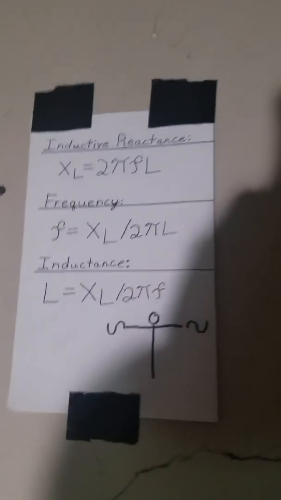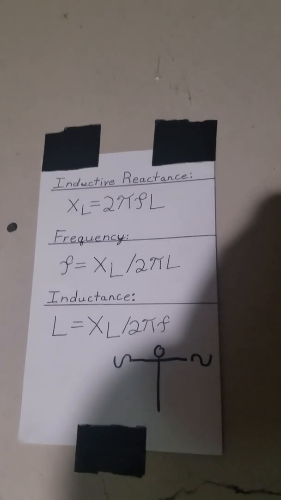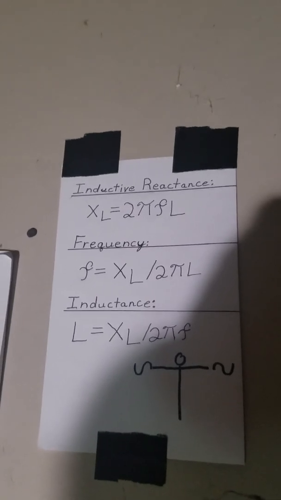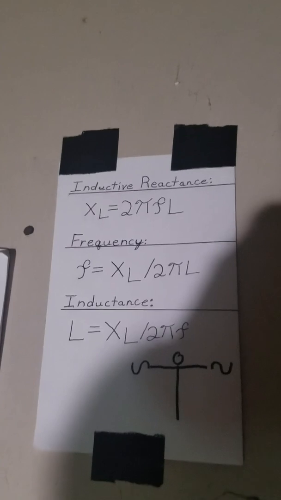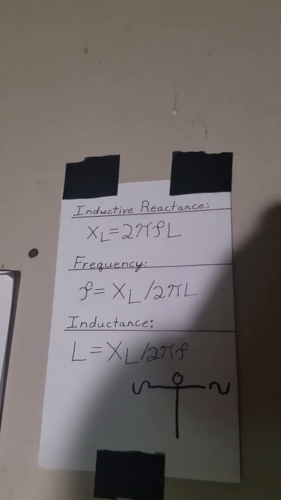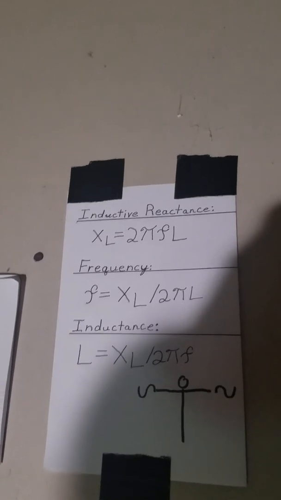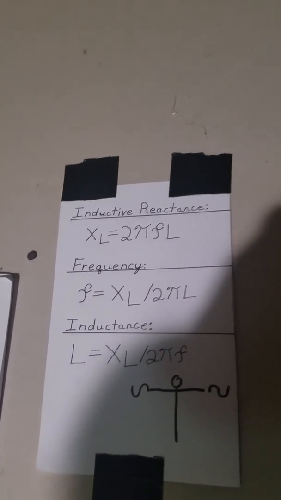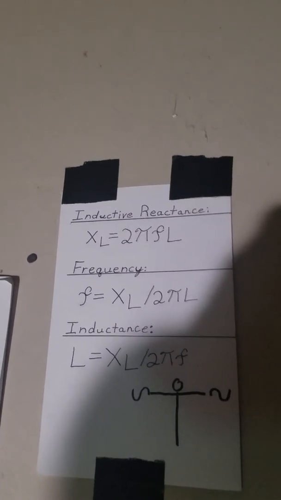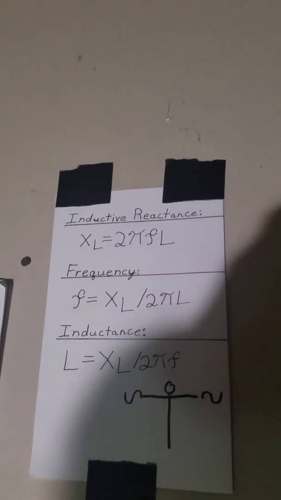The little man with the head on top, he's got his arms out. That's your free energy symbol. Your inductive reactance, XL, is in ohms. 2 pi is simply 2 times pi. Frequency is always in hertz. L is always in henries. So XL, meaning inductive reactance, is equal to 2 pi times frequency times inductance, and that will equal XL, your ohms, or your inductive reactance.